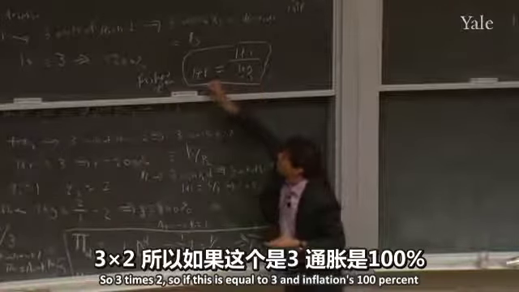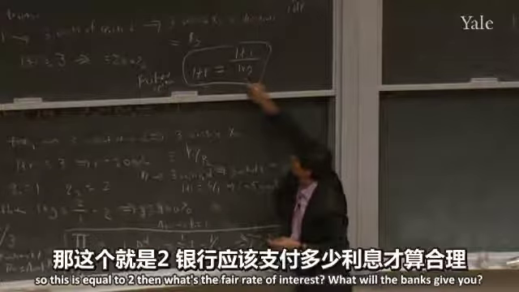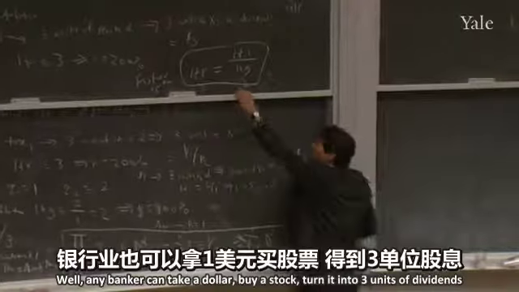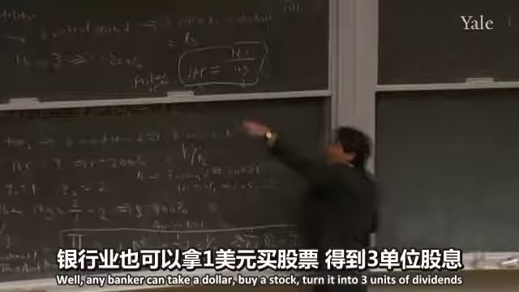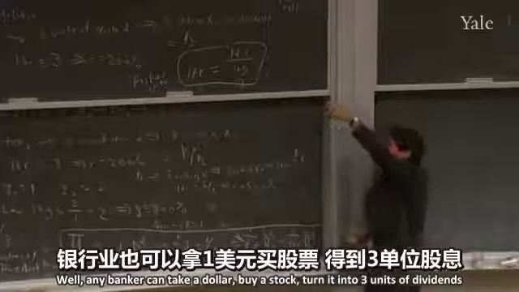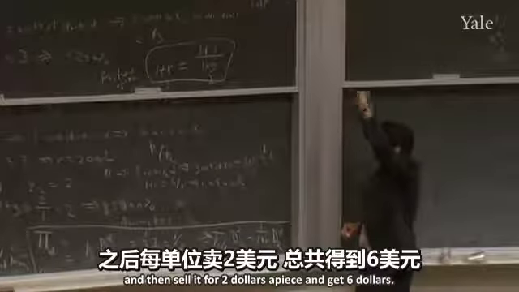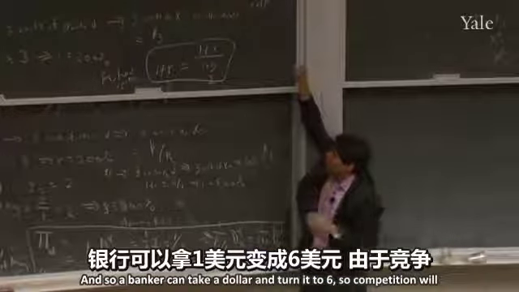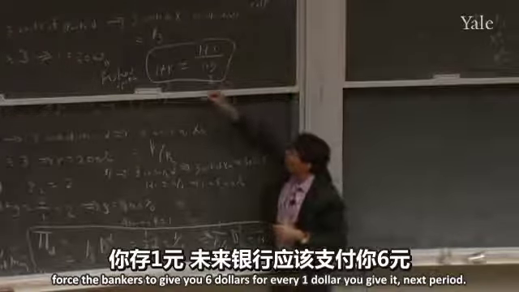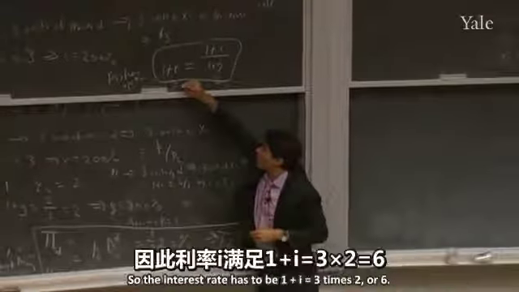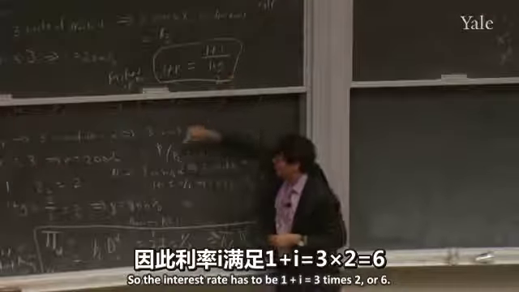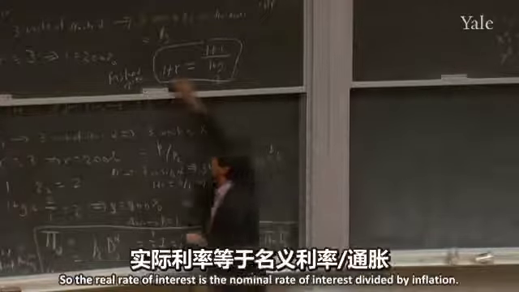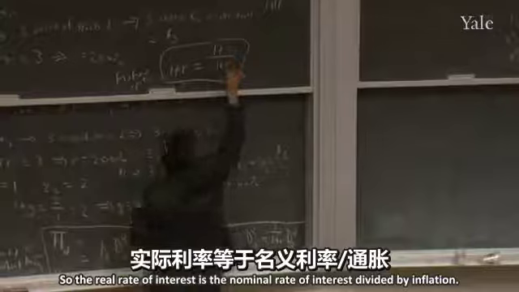So if this is equal to 3, and inflation's 100%, so this is equal to 2, then what's the fair rate of interest? What will the banks give you? Well, any banker can take $1, buy a stock, turn it into 3 units of dividends, and then sell it for $2 apiece and get $6. And so a banker can take $1 and turn it into 6. So competition will force the bankers to give you $6 for every $1 you give them next period. So the interest rate has to be 1 plus I equals 3 times 2, or 6. So the real rate of interest is the nominal rate of interest divided by inflation.